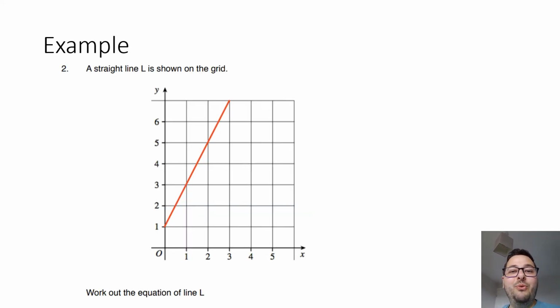Okay, so here's an example. Feel free to pause the video and have a go. Otherwise, we shall do it together. Okay, so we've got a straight line on the grid. Work out the equation of the line L.